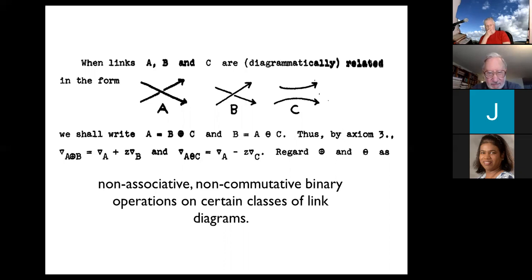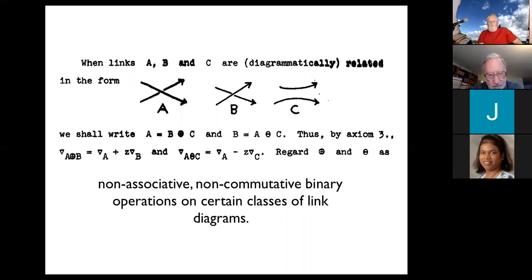And then there is the essence of the skein theory itself. If you have three links that are in a skein triple, like this, then you could write A is equal to B circle plus C, and B is equal to A circle minus C as generalized identities. They become delta nabla of A plus B is nabla of A plus Z nabla of B, and the other way around.